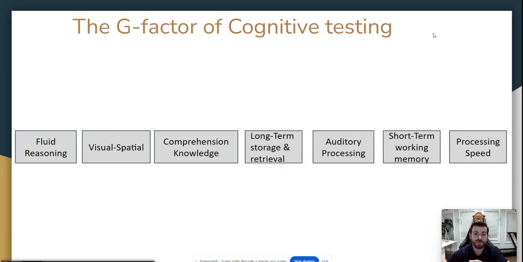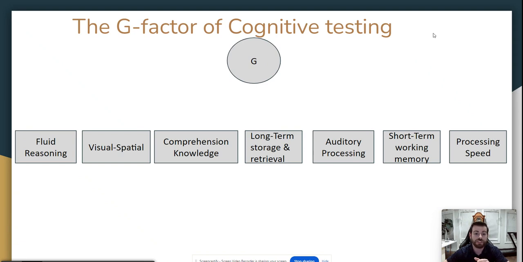Long-term storage and retrieval. This is taking all the information you have learned and storing it long term. So say that you have learned the alphabet and say you've learned what each sound of the alphabet is, then you're able to use that information to help you decode when you start reading. Those who struggle with being able to store that information long term may struggle with things such as decoding, or may struggle with math problems, or may even struggle with things such as writing. These all make up what's called the G factor.